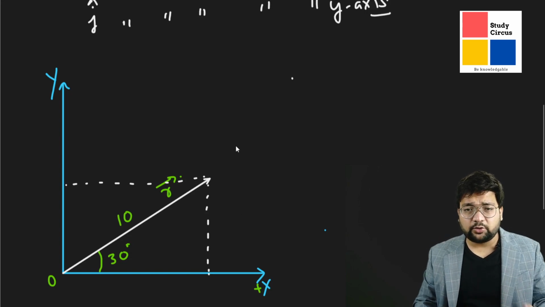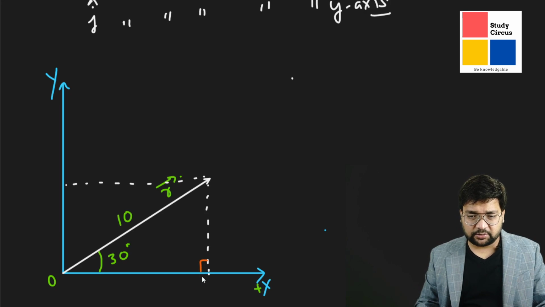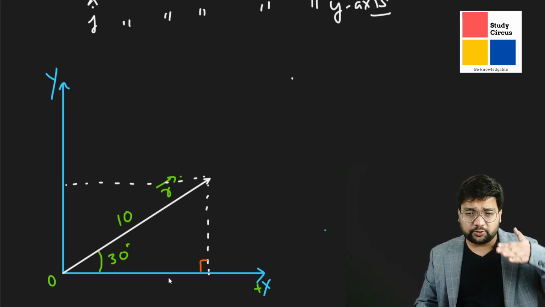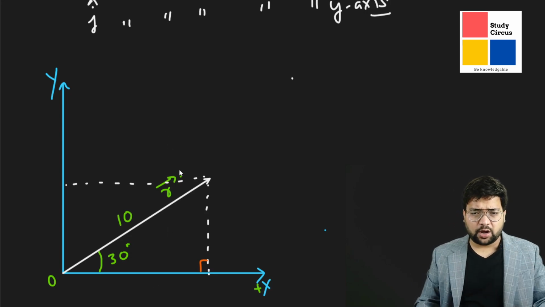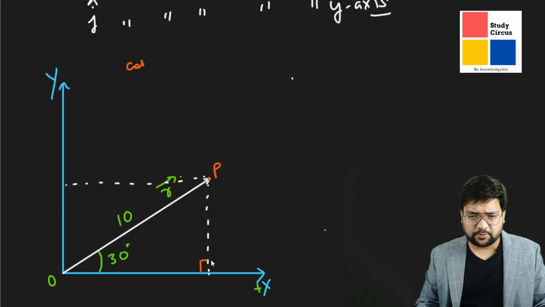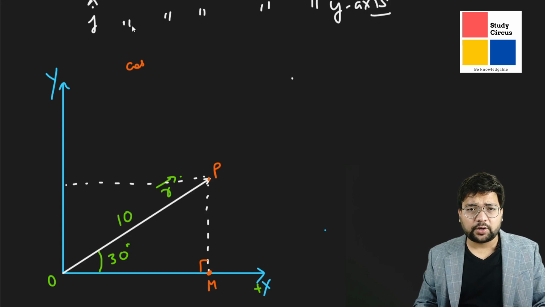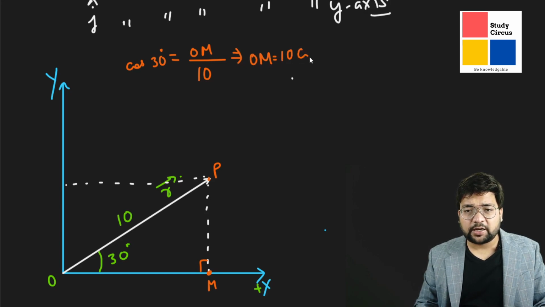So now basic trigonometry tells me this is a right angle triangle, okay? I know the hypotenuse, and this is the angle. Let's name this end point P, and this point M. What is the length of OM? Cos of 30 degrees is OM upon 10, the hypotenuse, right? So that gives me the length of OM equal to 10 cos 30 degrees, isn't it?